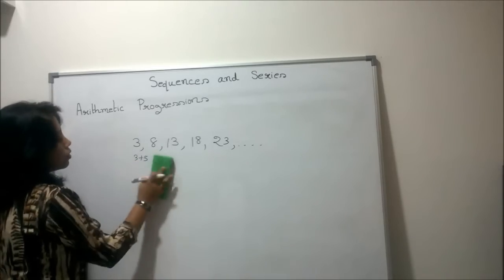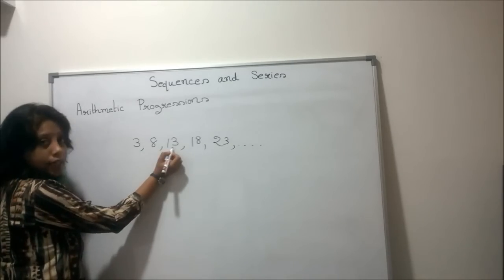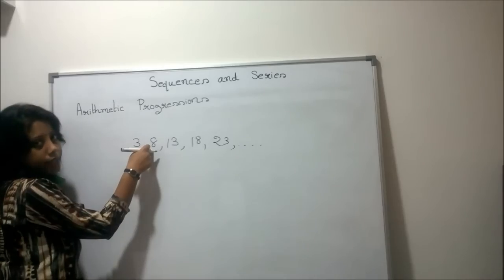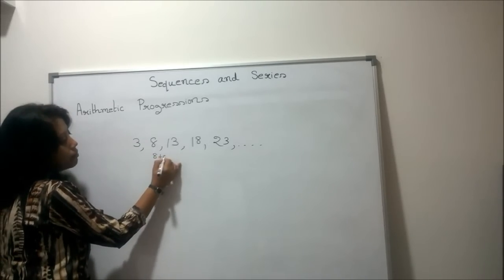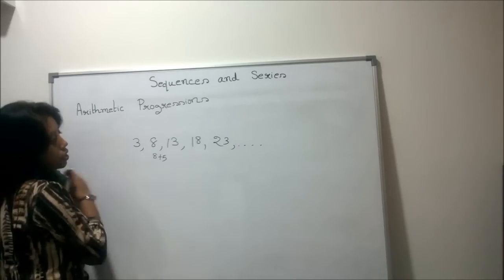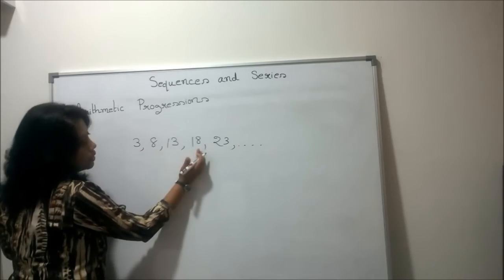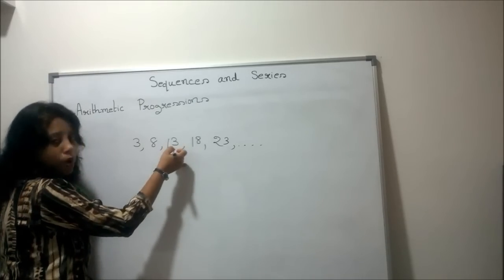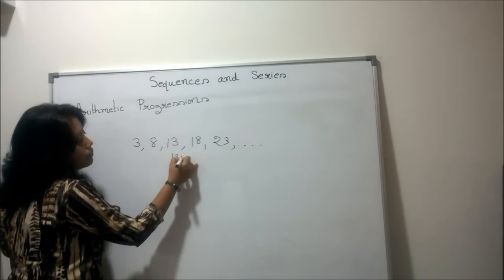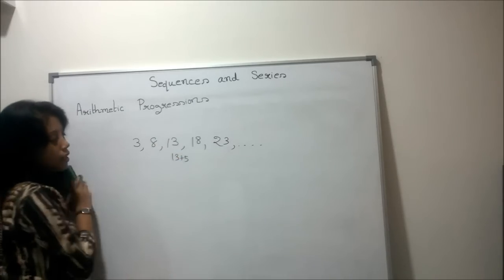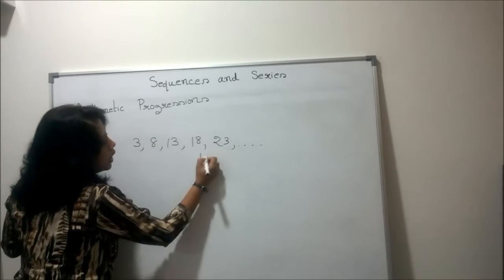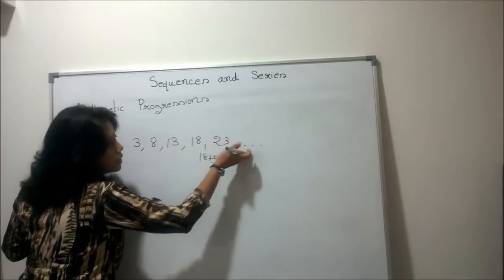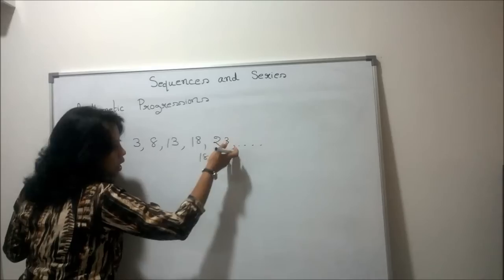Now, how could we get the third term? This is also obtained from its preceding term by adding 5. 8 plus 5, 13. So now the next one, how could we get 18? It is also obtained from its preceding term, 13 plus 5, that is 18. And the last one, 18 plus 5, that is 23. In this way, the sequence is formed and the terms go on.